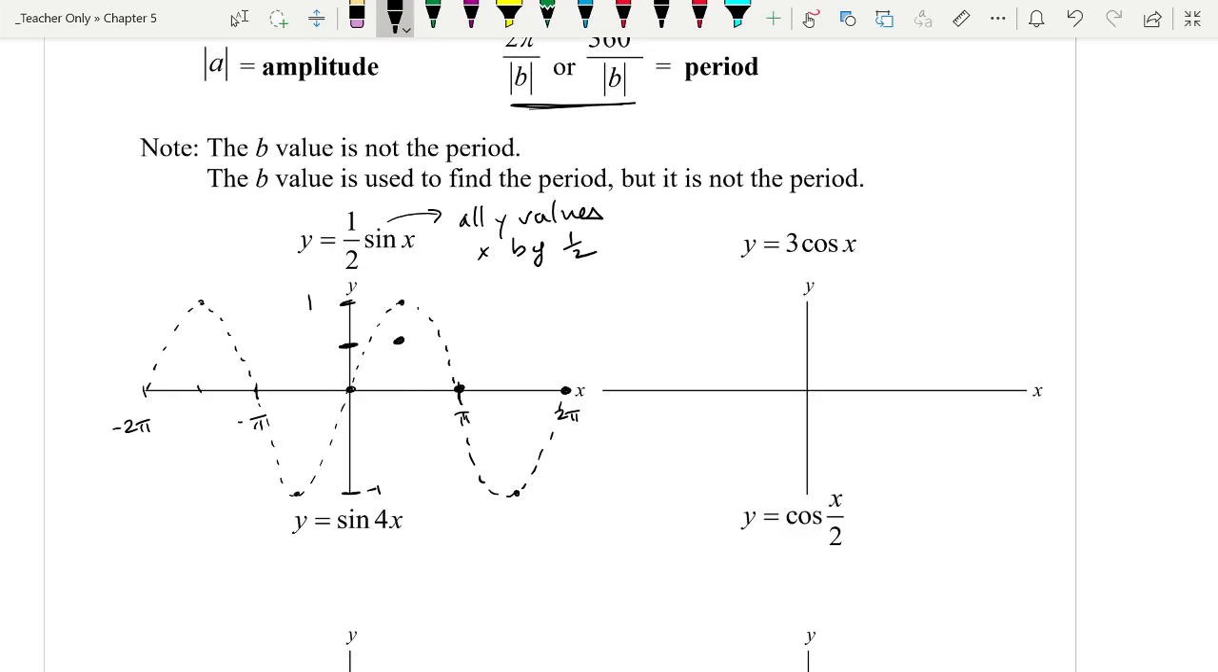This point's still 0, right? So it's going to do that. Instead of being down here at -1, this point's going to be -1/2. And again, multiplying 0 by 1/2 doesn't change the fact that it's still 0. So this -1 is now -1/2. And this height of 1 becomes a height of 1/2. There we go.